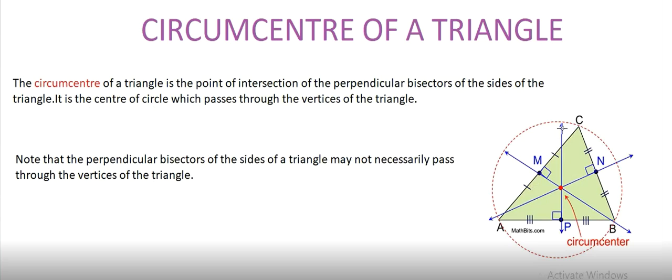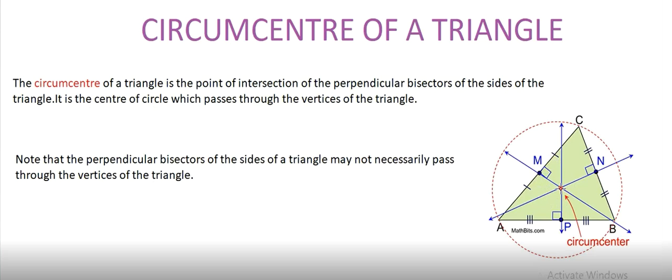Here the perpendicular bisector of AB is this line. So this bisects AB perpendicularly, that is, it divides AB into two equal parts. Similarly, this straight line divides CB into two equal parts, and this angle is 90 degrees, and also similarly this line divides the side CA into two equal parts, and the angle here is 90 degrees. These lines are the perpendicular bisectors of the sides of the triangle.